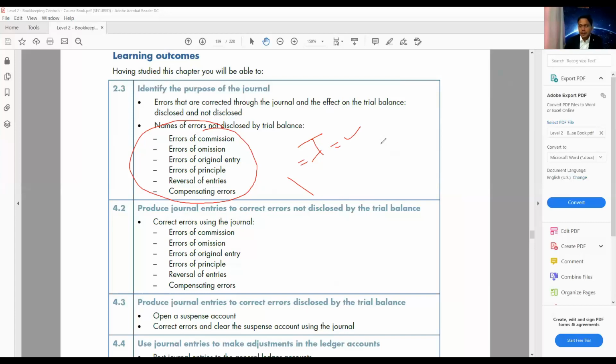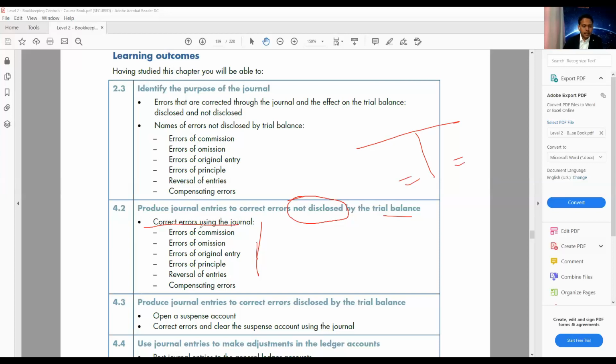Okay, now we're going to see some errors because of which the trial balance will not be matched. So produce journal entries to correct errors not disclosed by the trial balance. Because of these, our trial balance debit side and credit side will not be matched.